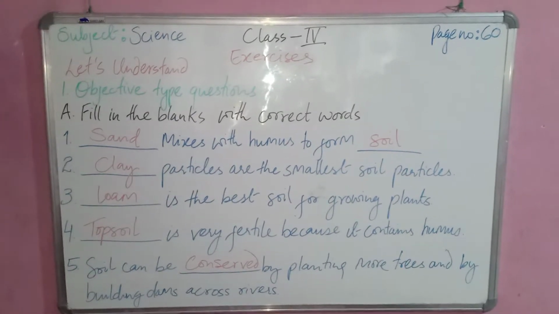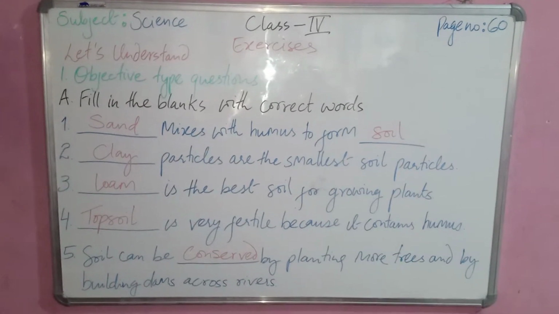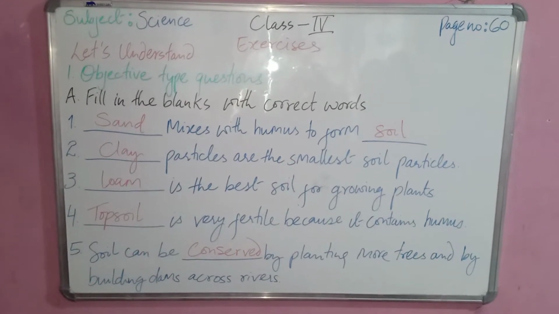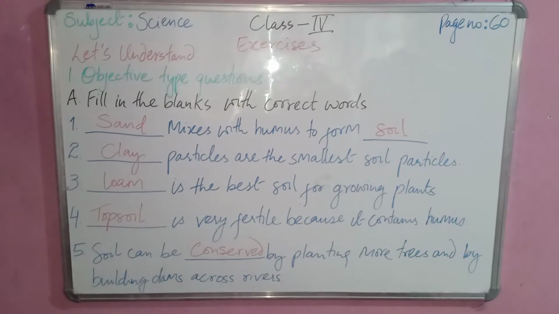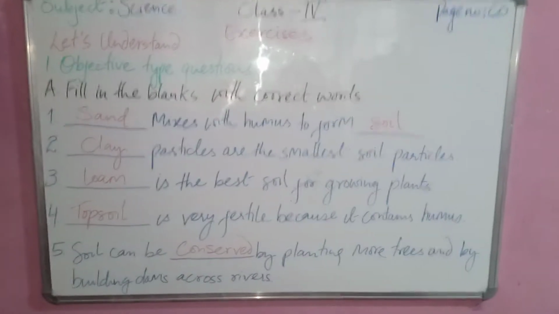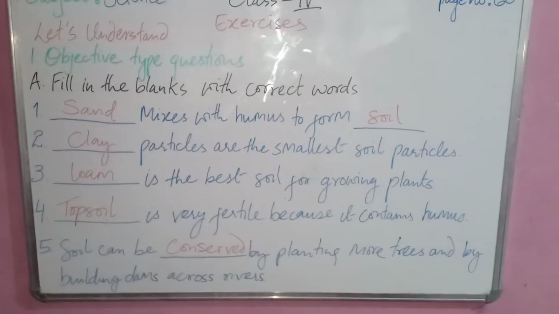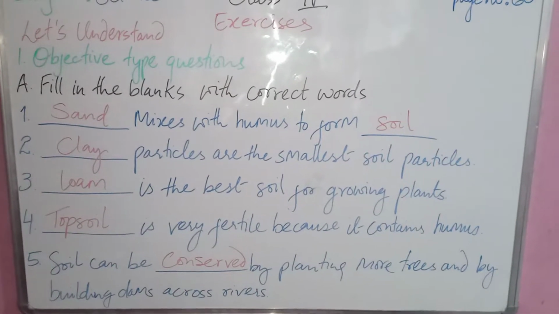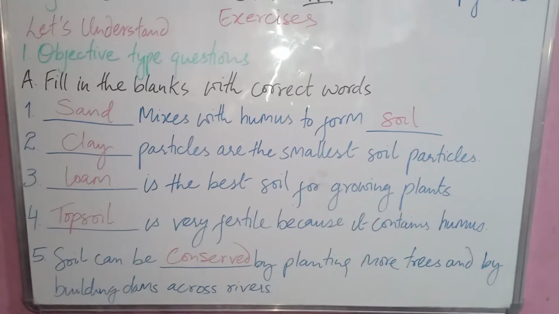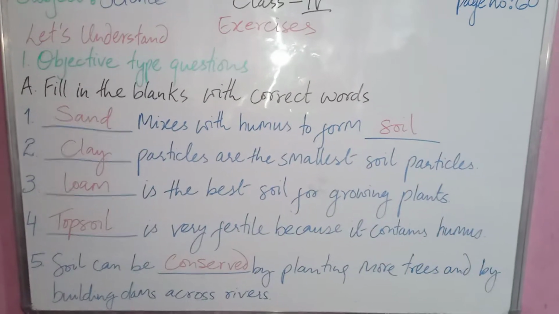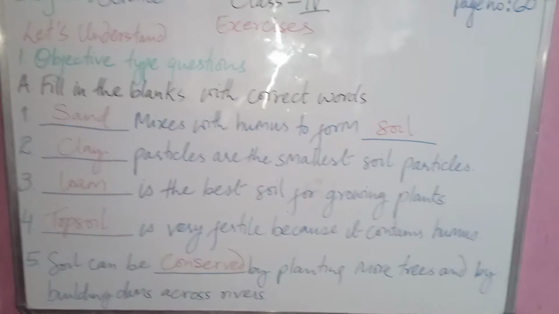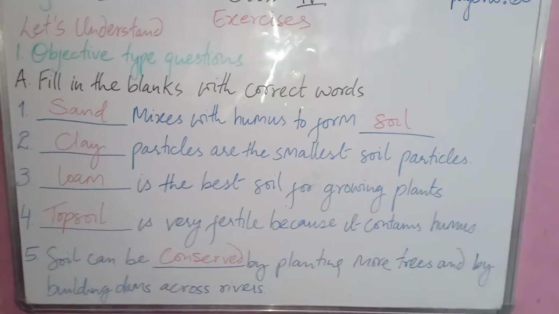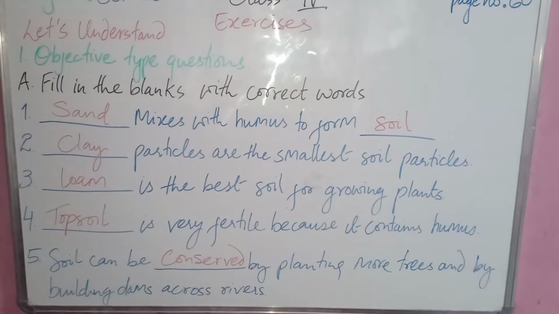Okay, so let's begin with our exercises. Let's understand, and we have to fill in the blanks with the correct words given below. Okay, so the first question says dash mixes with humus to form dash. So they have given sand and soil. Okay, so for the first we have to write sand mixes with humus to form soil.